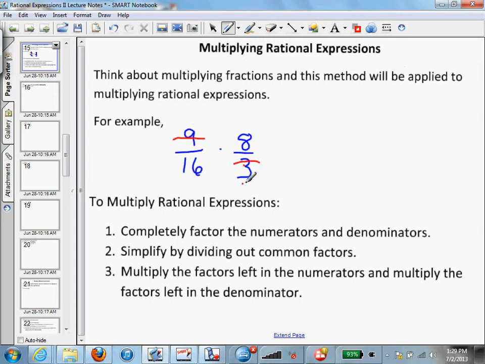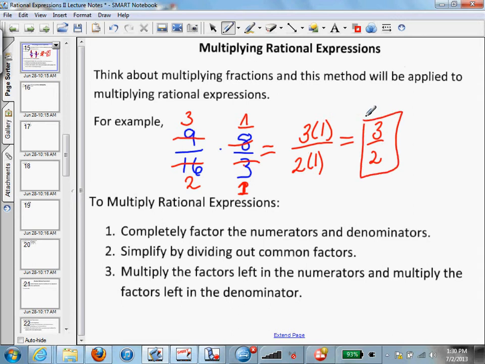So 3 goes into itself one time, while 3 will go into 9 3 times. Looking at the 16 and the 8, 8 will go into 16 2 times, while 8 will go into itself 1 time. So we're left with 3 times 1 on top over 2 times 1, and when you simplify, you get 3 halves, or 3 over 2.